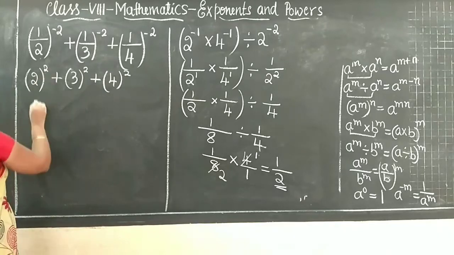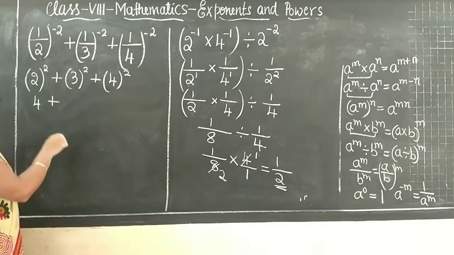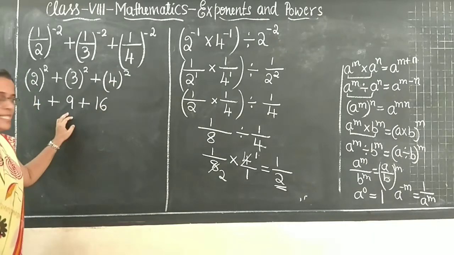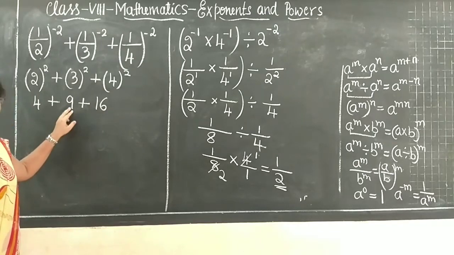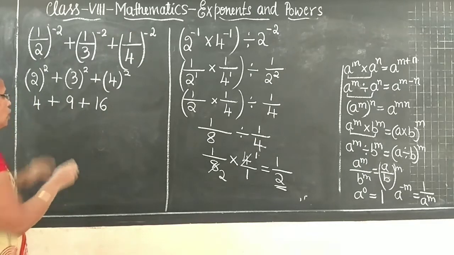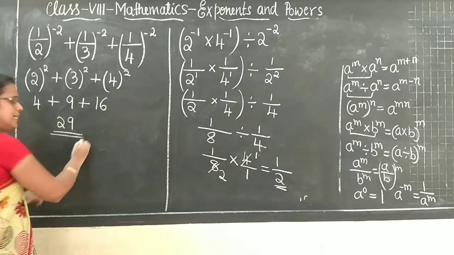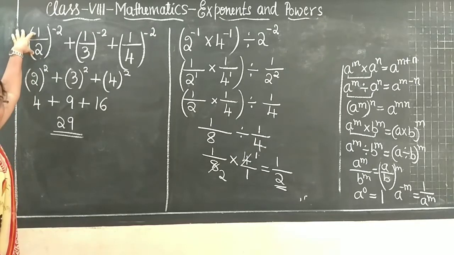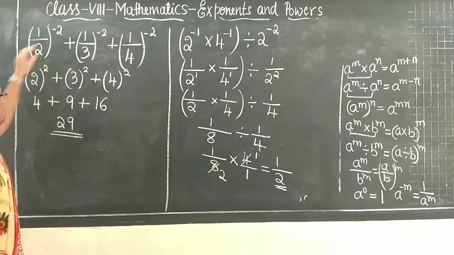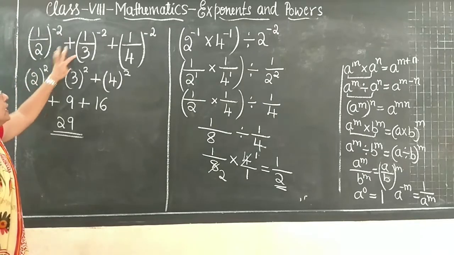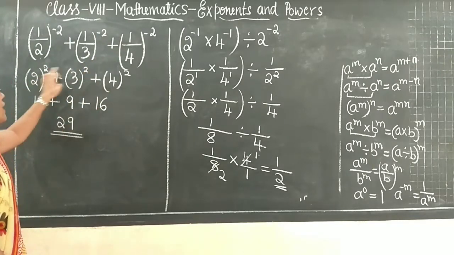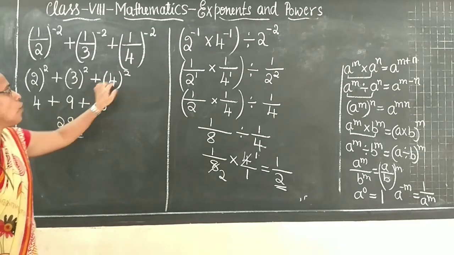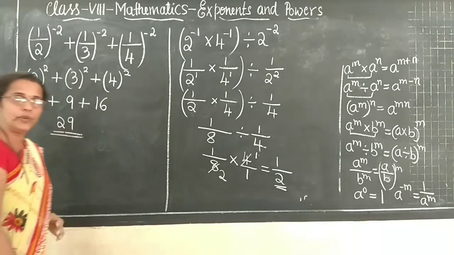So it will become 2 square is 4, 3 square is 9, 4 fours are 16. Now add. 16 plus 9, 25. 25 plus 4, 29. The final answer is 29. Can you make out, children? When bases are in the form of fractions, negative power there means you write 1 by 2 as 2, 1 by 3 as 3, 1 by 4 as 4. Square, square, square. Got it? Then 2 square is 4, 3 square is 9, 4 square is 16. Add it, it will become 29.